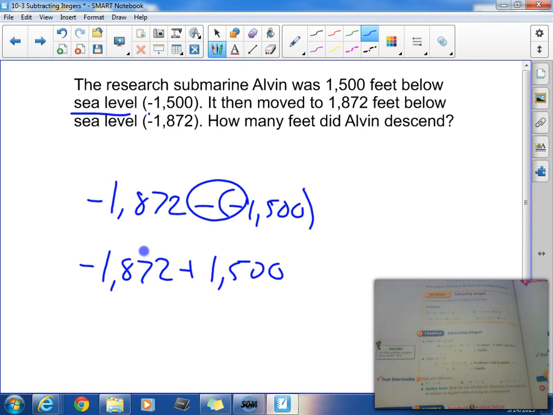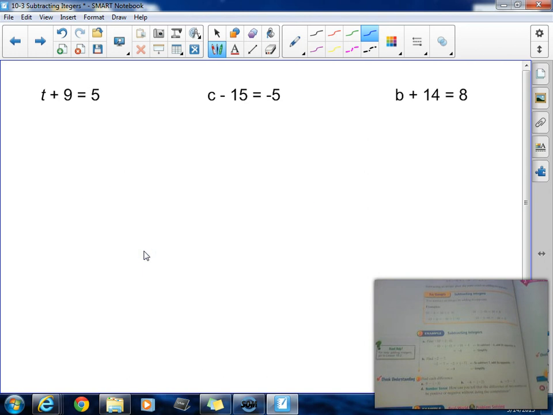So the answer, you have negative 1,872 plus a positive 1,500. The answer is going to be a negative 372. Okay? So the answer is, how many feet did Alvin descend? He descended negative 372 feet.